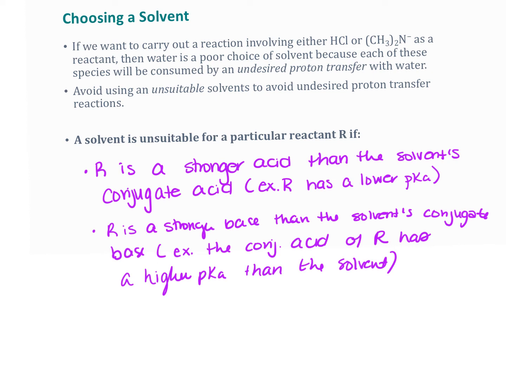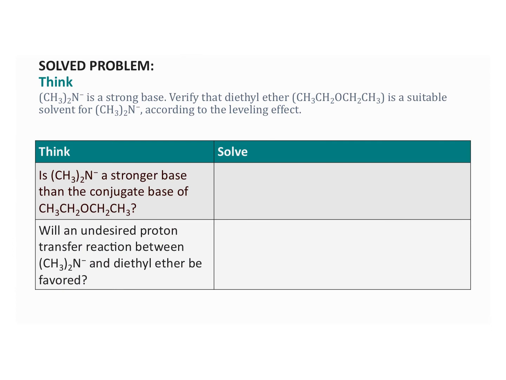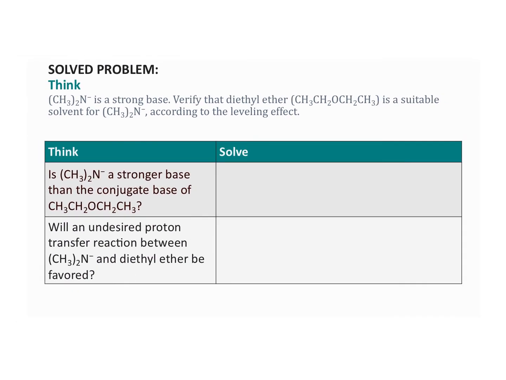So let's do an example. CH3 minus is a strong base. Verify that diethyl ether, which is shown here, is a suitable solvent for CH3 minus according to the leveling effect. So here are the questions that we need to ask ourselves. Is CH3 minus a stronger base than the conjugate base of diethyl ether, CH3CH2OCH2CH3?